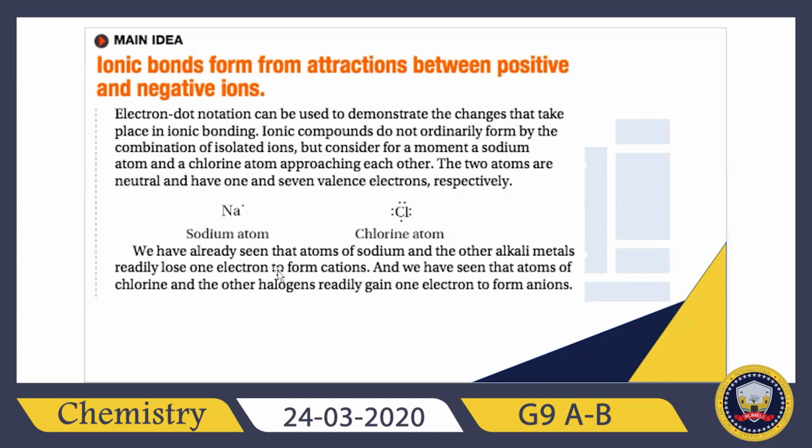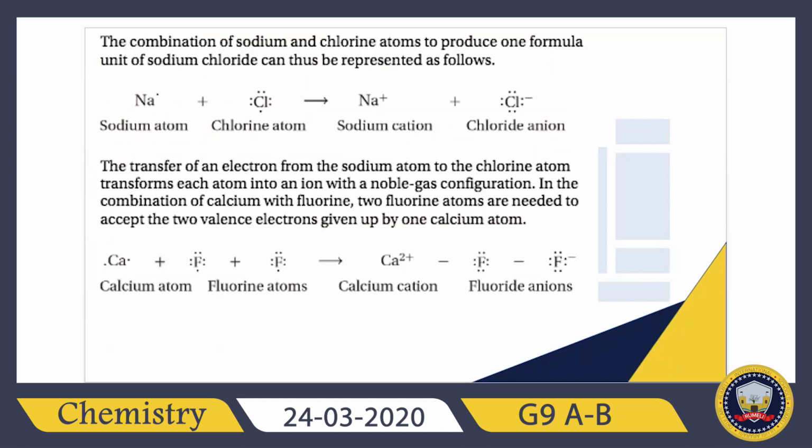Now, we have already seen that atoms of sodium and the other alkali metals readily lose 1 electron to form cations. Now, remember, the metals, they lose. The non-metals, they gain. You should remember, we took that. So, in a reaction, Na will lose, so it will become Na plus. And the Cl, the chlorine, it will gain. So you see from chlorine it becomes chloride anion.